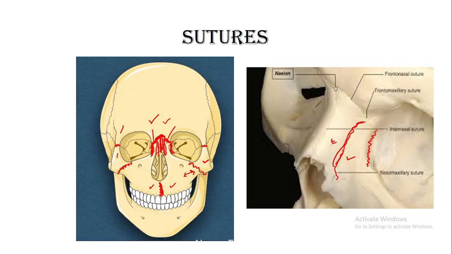So with this, we come to an end of the bony structures of norma frontalis, and the muscle attachments of norma frontalis will be seen in the next video.